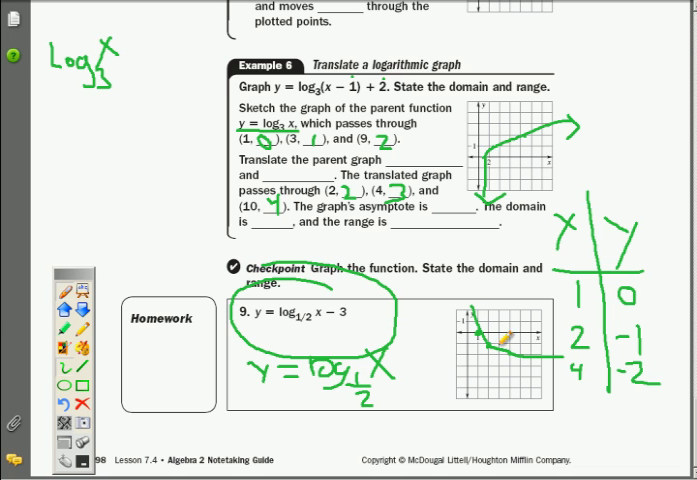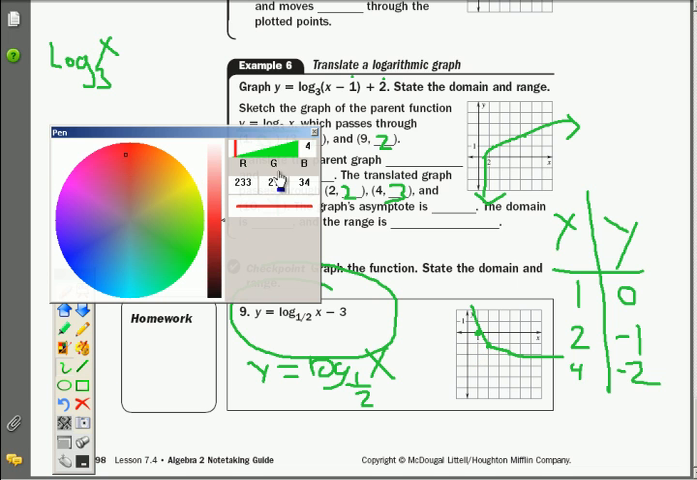Well, if you take the whole thing and shift it down 3, 1, 2, 3, let's change our color so we can tell the difference between our answer and our work. 1, 2, 3 right here, 1, 2, 3 right here, and 1, 2, 3 right here. Our answer ends up being that one, the red one.